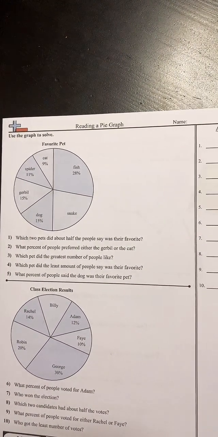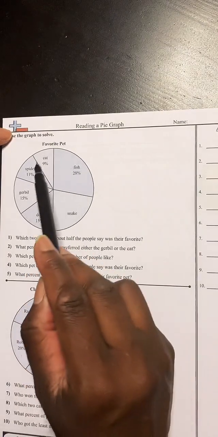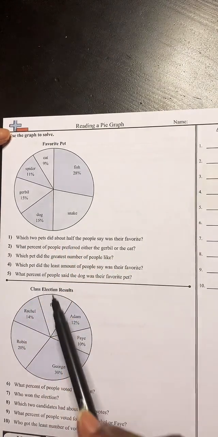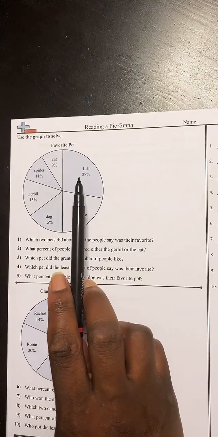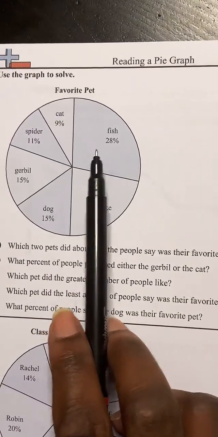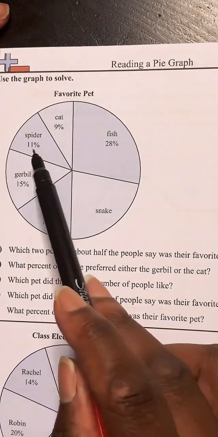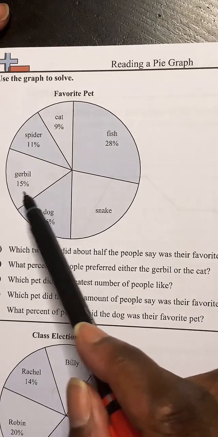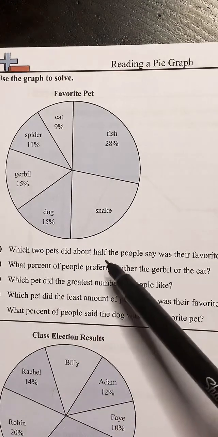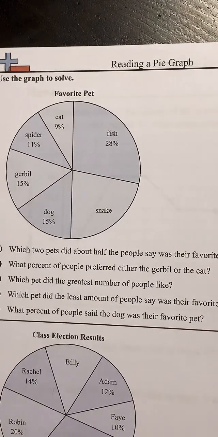Okay, so right now we have a pie graph, hence a nice little circle. If you notice, with a circle, it's 360, so we're looking at 100%. So if we're looking at fish, it's like 28%, let me see if I can zoom in for you. Fish is at 28%, cats at 9%, spiders at 11%, gerbil, who has a gerbil? I guess everybody does, at 15%, a dog at 15%. Now, we need to figure out how much is a snake, okay?